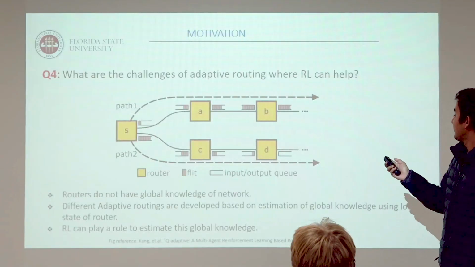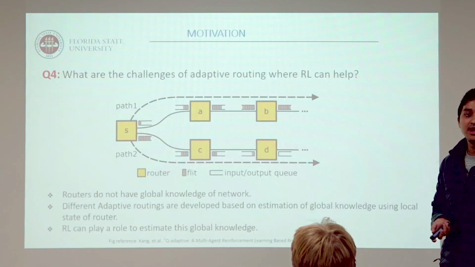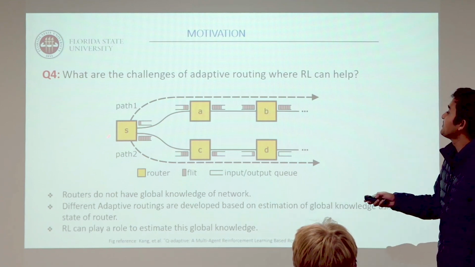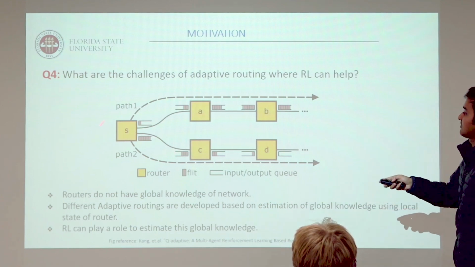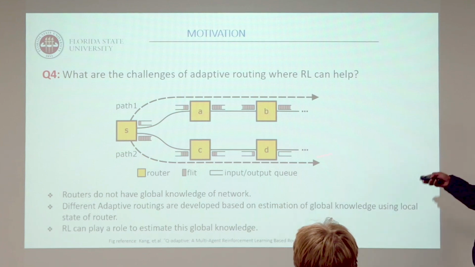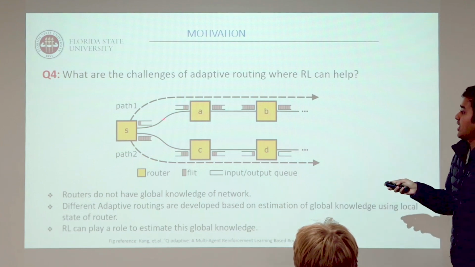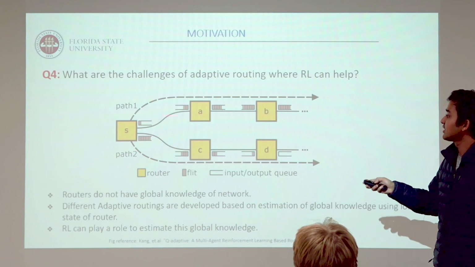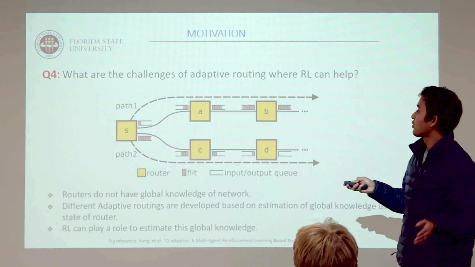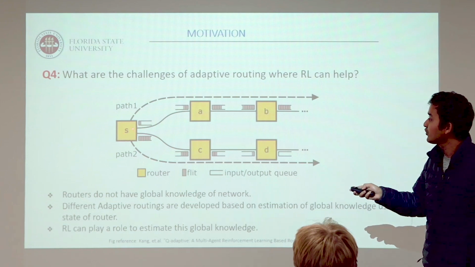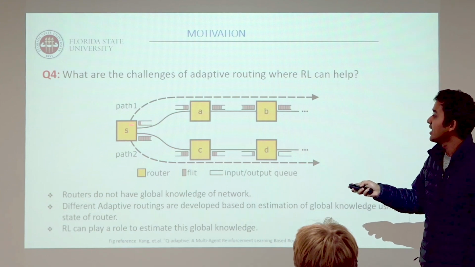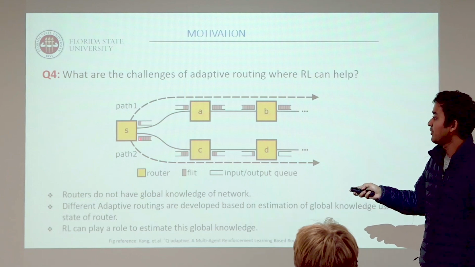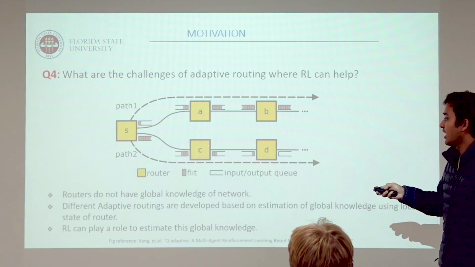Now let's see what the challenges of adaptive routing are. If you see, there are two paths here. This is the source, and suppose there is the destination. A router has only local information. This is the router, and only it has the local information. What is the local information? It only knows how many packets are waiting to use this link, and how many packets are waiting to use that link.